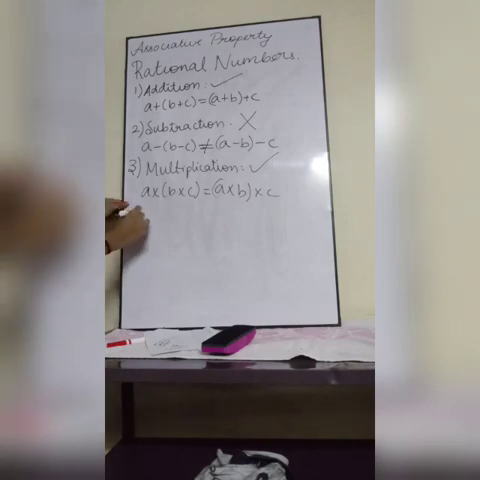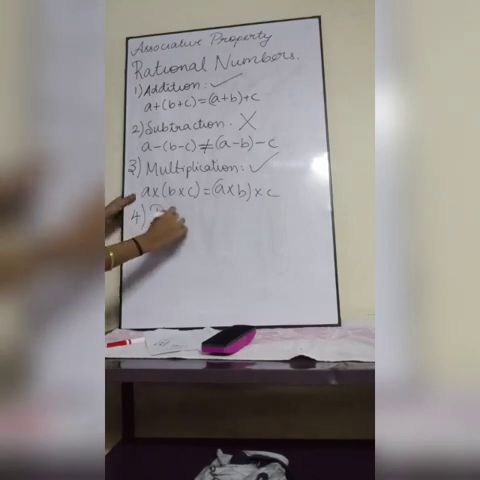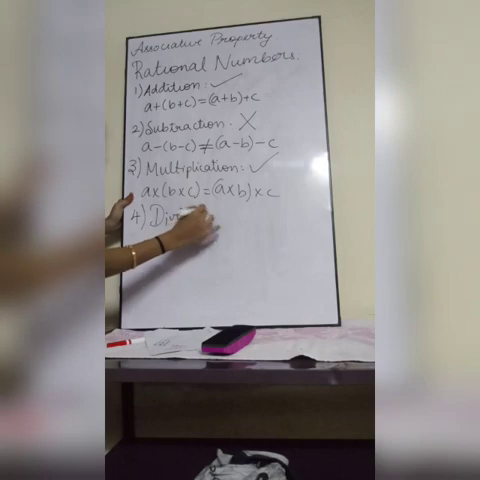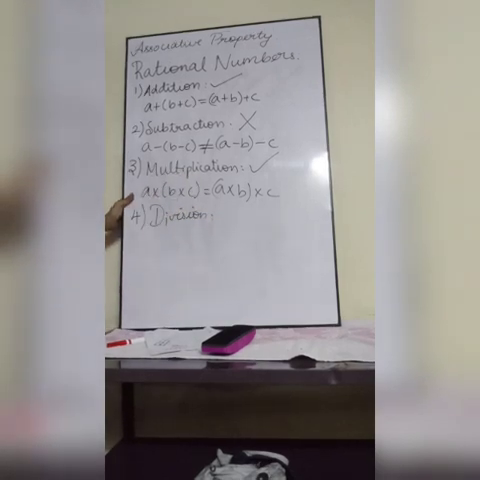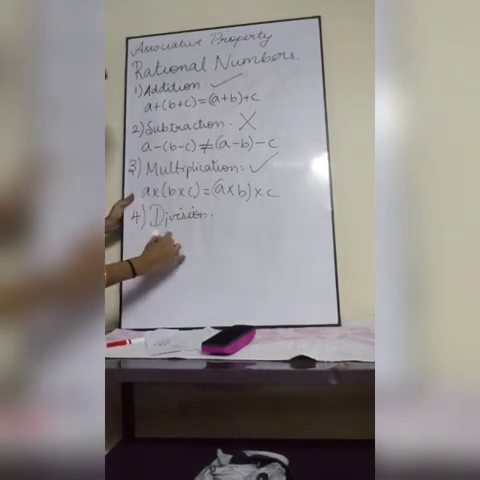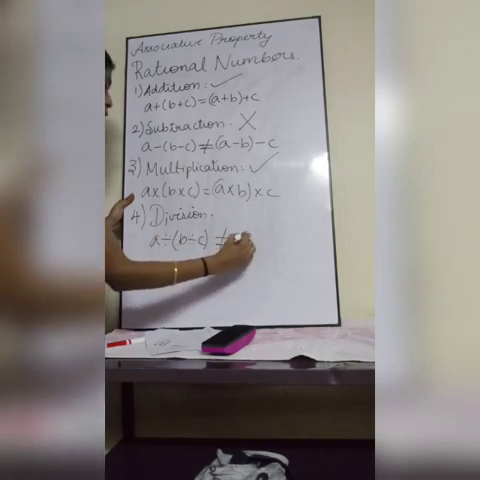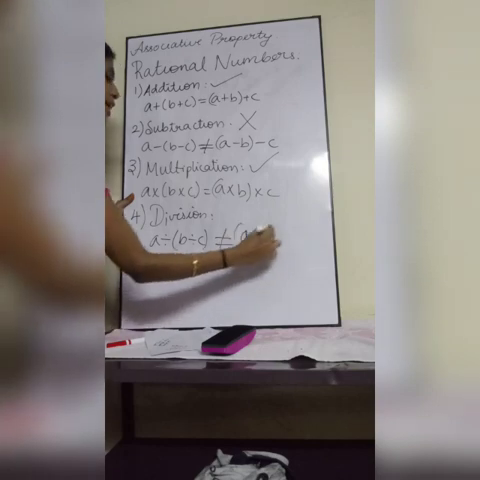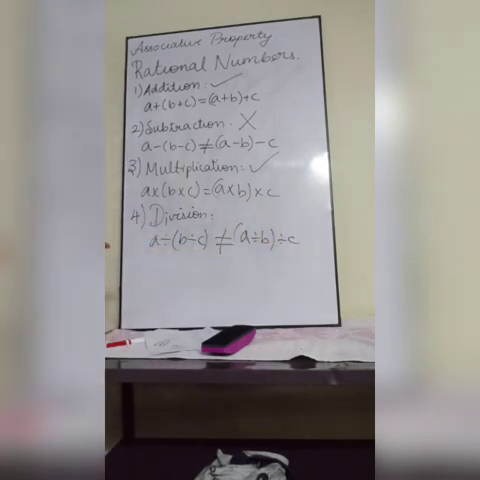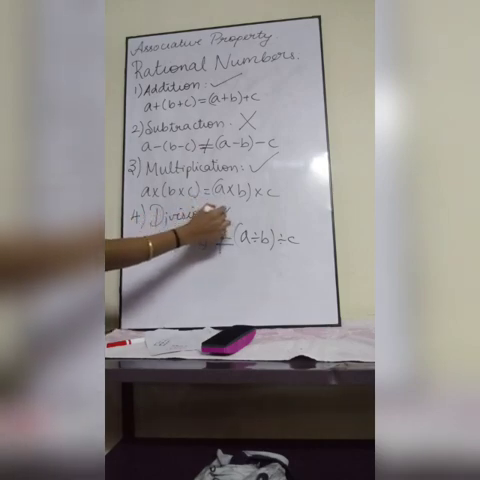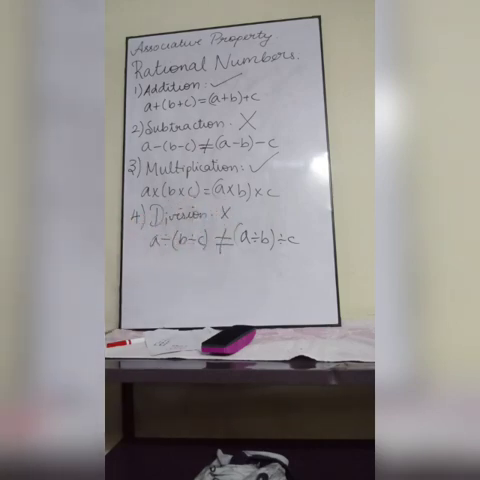Okay. Next is your division. Division, what I said, division won't be satisfied. So how will you write it? For rational numbers, (a divided by b) divided by c is not equal to a divided by (b divided by c). So under division it is not satisfied. So rational numbers are not associative under division.